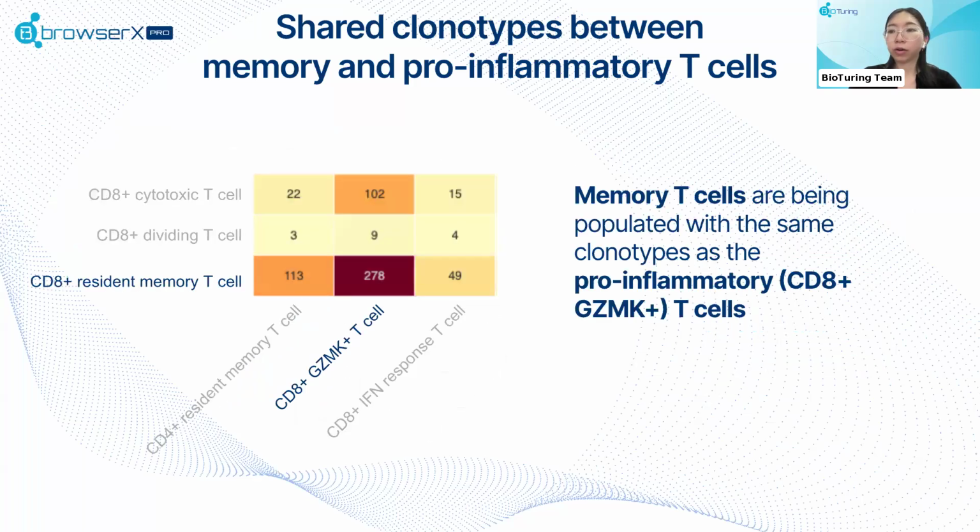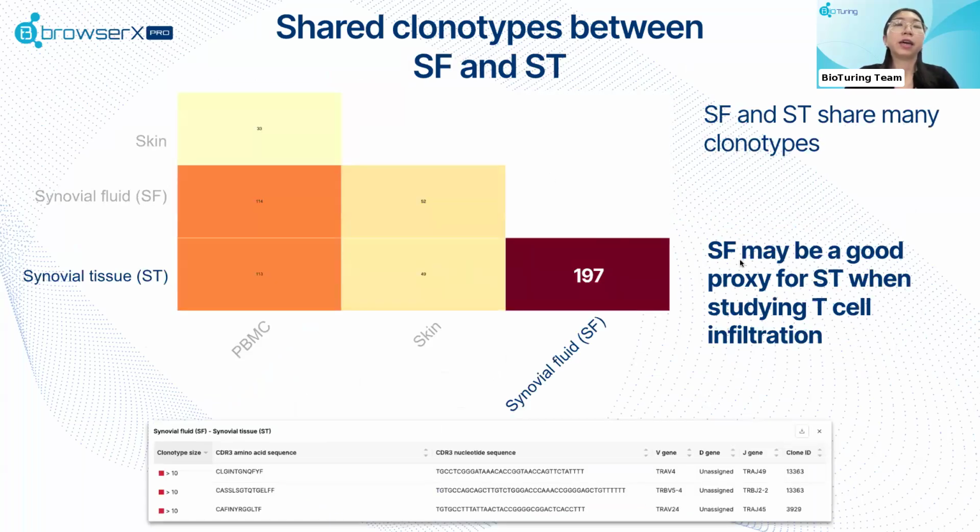But let's go back to our original question, the main question that I had in the introductory slide, which is, can synovial fluid serve as a proxy for studying synovial tissue? Now when I looked at the shared clonotypes across the different tissues that the authors have sampled from, I see a large number of shared clonotypes between the fluid and the tissue here. So this is really encouraging to see that, yes, possibly we can use synovial fluid to study inflammatory arthritis instead of synovial tissue, right?